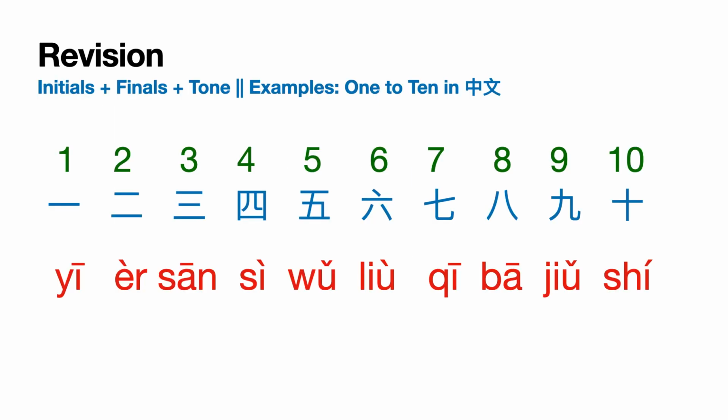Let's do a mini revision of the first lesson, where we learned how to say 1 to 10 in 中文. 1 到 10. Let's do a mini revision. Let's start with number 1. 1, 2, 3, 4, 5, 6, 7, 8, 9, 10. Did you get it right?